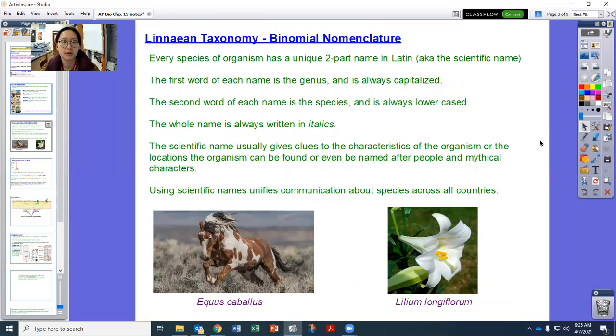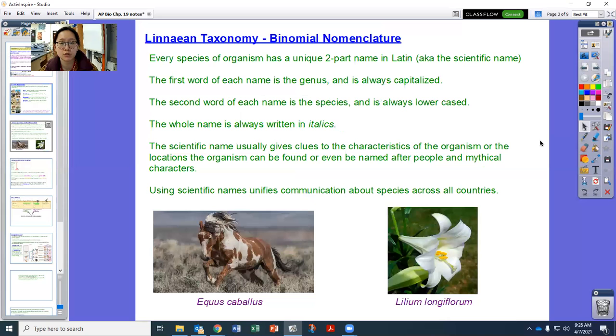So Linnaean taxonomy is where binomial nomenclature came from. That's where every species has a unique 2-part Latin name, and that's what we generally call the scientific name. The first word of each name is always the genus, and it's always capitalized, and the second word is the species, and it's always lowercase. The whole name is always written in italics, so when you see it in scientific papers or in articles or in labs, the name stands out a little bit because it's italicized.